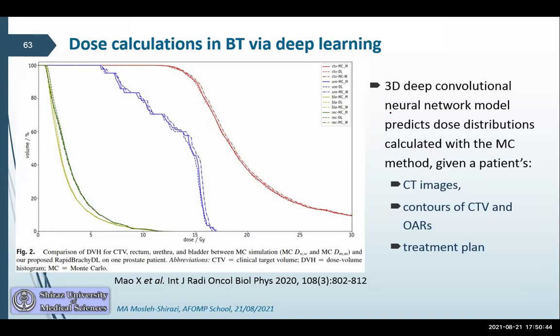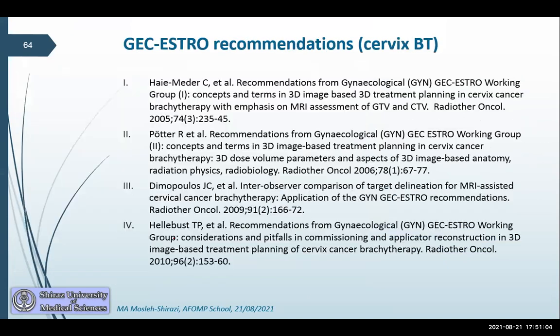Thank you. So AI can help you. You give it the CT images, contour the CTV and OARs, and of course the treatment plan, i.e. the applicators, etc. And it calculates the dose quite accurately compared to Monte Carlo, for example, as shown here.